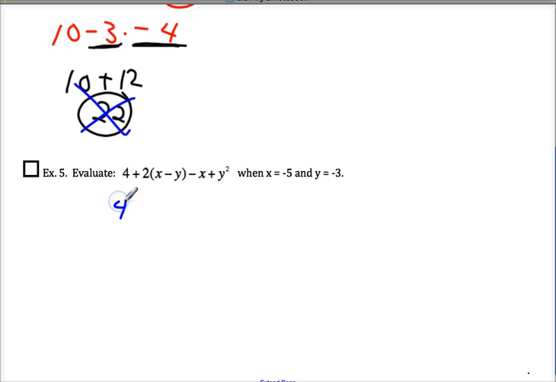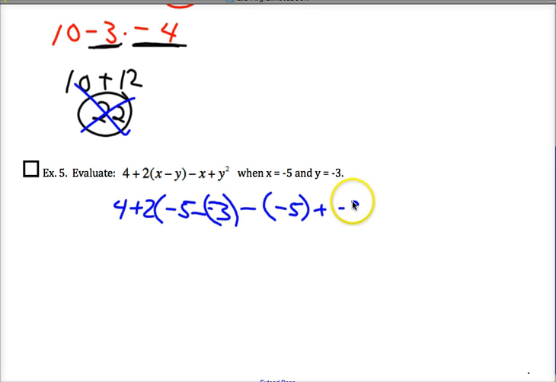Let's see, we have 4 plus 2, -5 minus -3. And again, you could put parentheses around that. Minus -5 plus -3 squared. So that's what you should be looking at doing right there. Looks like I missed a parenthesis right here. Okay, so I'm going to do a little math in my head here and see if I can get it right. Double check, make sure I get it right here. Looks like 0, that looks like 5. Looks like the correct answer should be 14. So make sure you get an answer of 14 there.